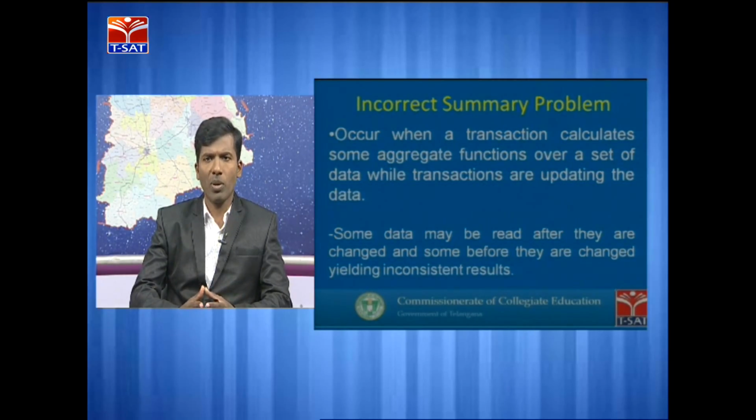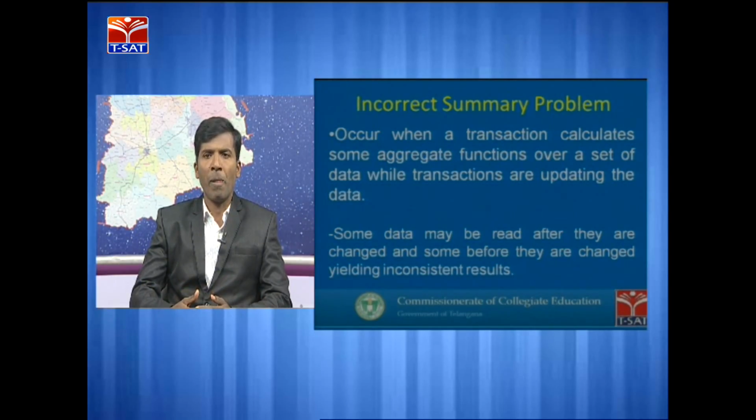So incorrect summary is one problem which always decreases the popularity of any database, because multiple transactions are trying to perform their operations without any perfect control over them. If you observe the operation mode in the incorrect summary problem, some data may be read after they are changed and some before they are changed. This maintains inconsistency in providing results to the user, because as users we approach the database to receive correct results at any time.